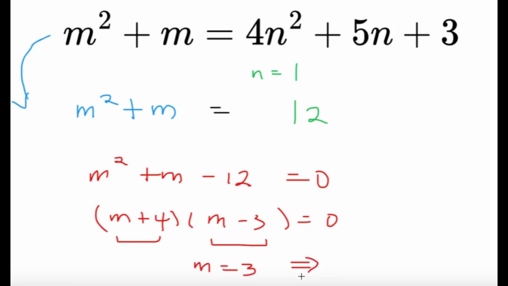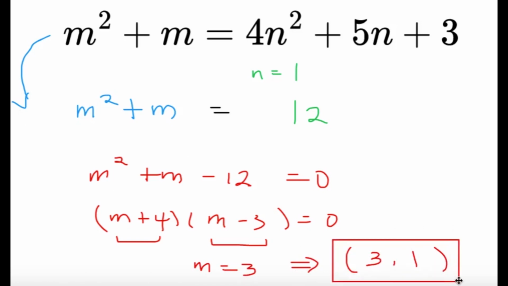Since if n equals 1, m is equal to 3, the ordered pair that is satisfied is (3, 1). This will be my final answer, and it's the only ordered pair that satisfies the above Diophantine equation.